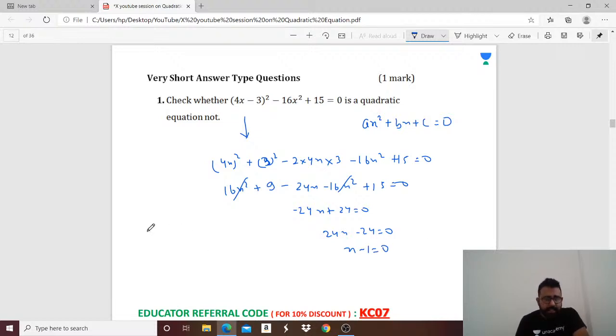Now this is not a quadratic equation, right? So this is a one marker sum. No, it's not a quadratic equation. Why? Because you don't have the ax square term. There is no x square term, so this will not be a quadratic equation. And these are the types of sums which come in one marker. Either it comes as a true or false question, or in one marker you have MCQ type questions, or fill in the blanks questions.